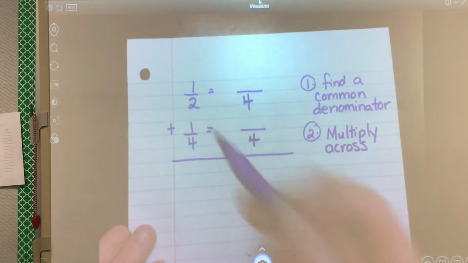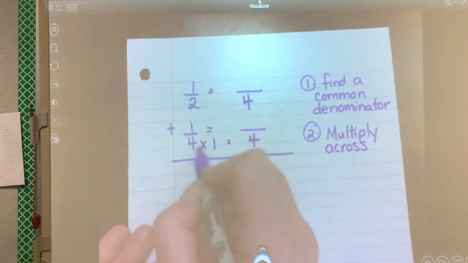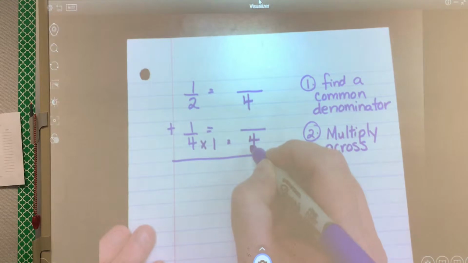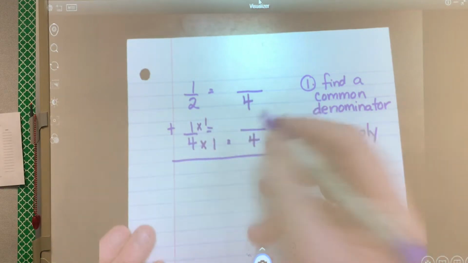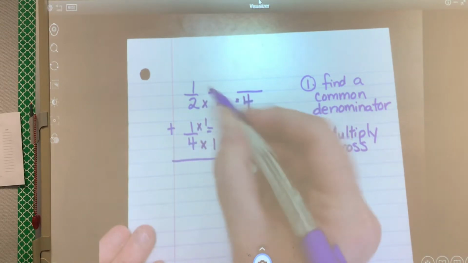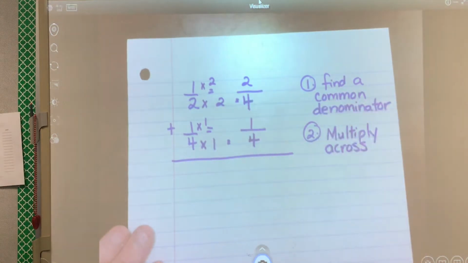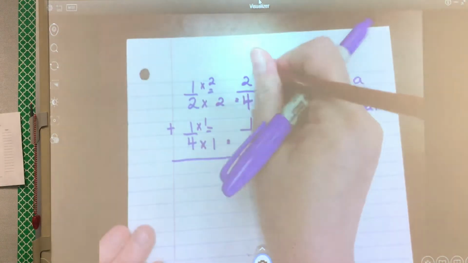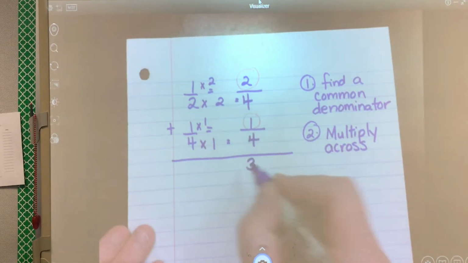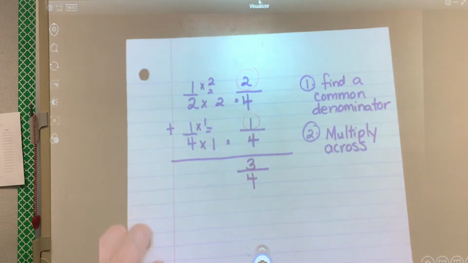Okay, so I'm going to do 4 times 1 equals 4. Well, and then if I do it to the bottom, I have to do it to the top. So if I multiply the denominator by 1, I have to do it to the top as well, the numerator. So 1 times 1 is 1. 2 times 2 equals 4, so I have to do it to the top. Now I can just add my numerators together. 2 plus 1 is 3. And then I add and leave my denominator alone, and I get 3/4.